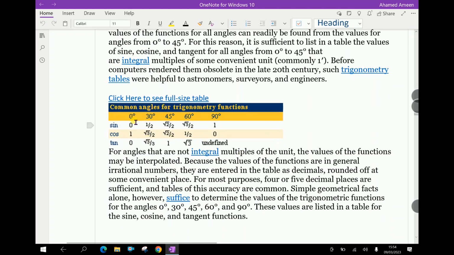Here, common angles for trigonometric functions are more useful. This table can be created if you know one angle's values. That means the sine values of all the angles 0, 30 degrees, 45 degrees, 60 degrees and 90 degrees are given. We can get the other ratios also.